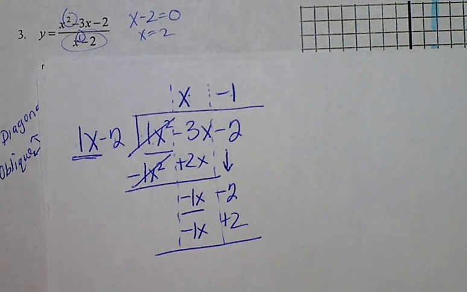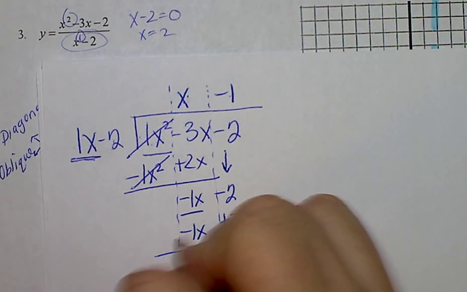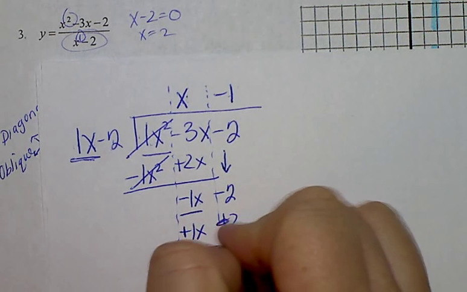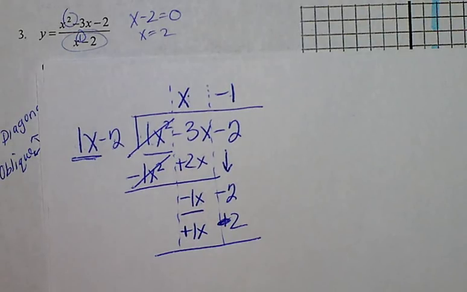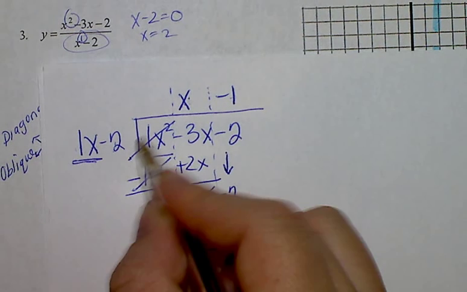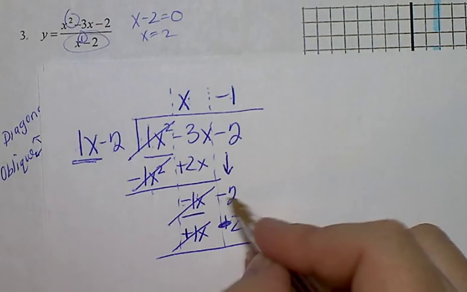Step 3 is always change the sign in the second row. So it was negative, make it positive. It was positive, make it negative. And now I'm going to combine. Negative 1x and positive 1x cancel, and you can see that's what should happen every time. And negative 2 and negative 2 is negative 4.